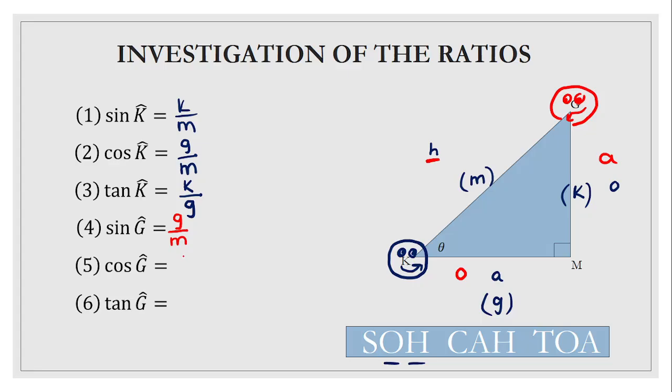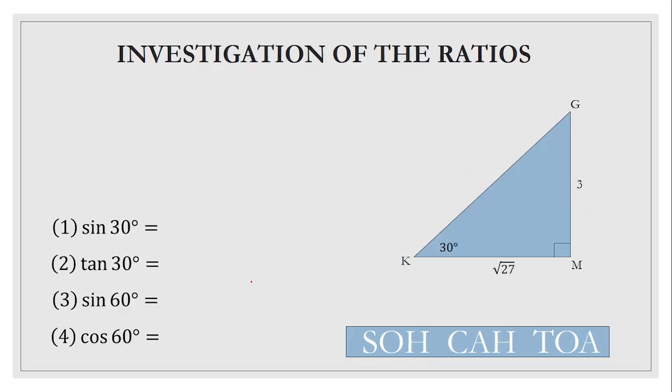Cos, so that's going to be our K over M. And tan from G, that's going to be our G opposite over K. Great, hopefully you got those ones. So let's give this one a try. Now we've actually got physical numbers.